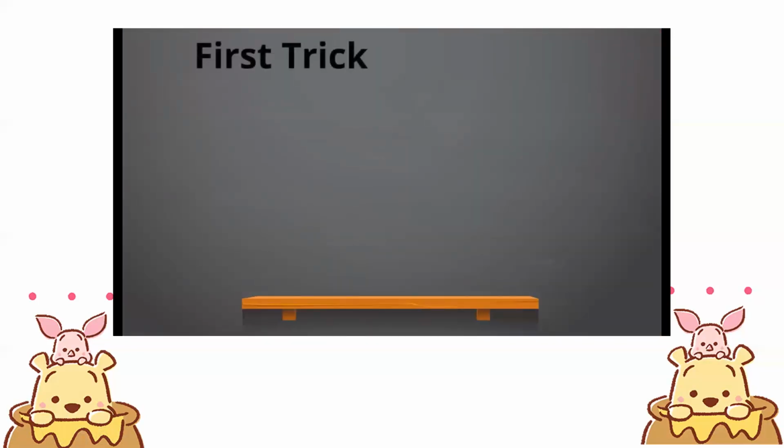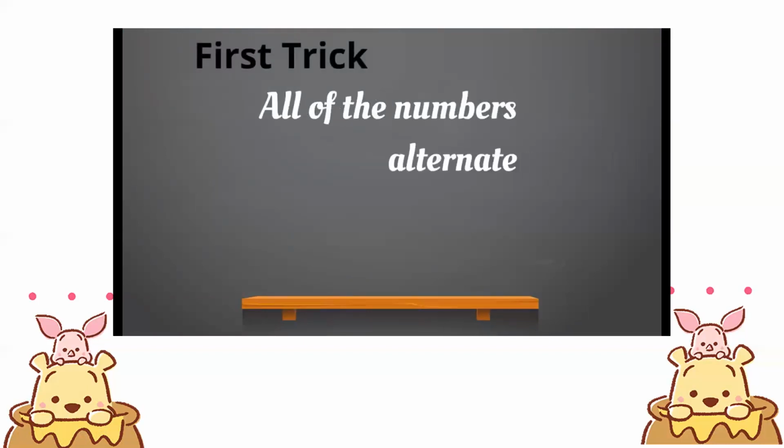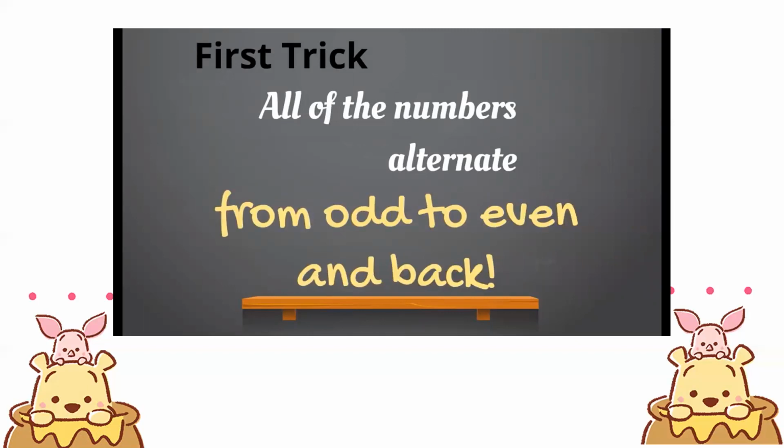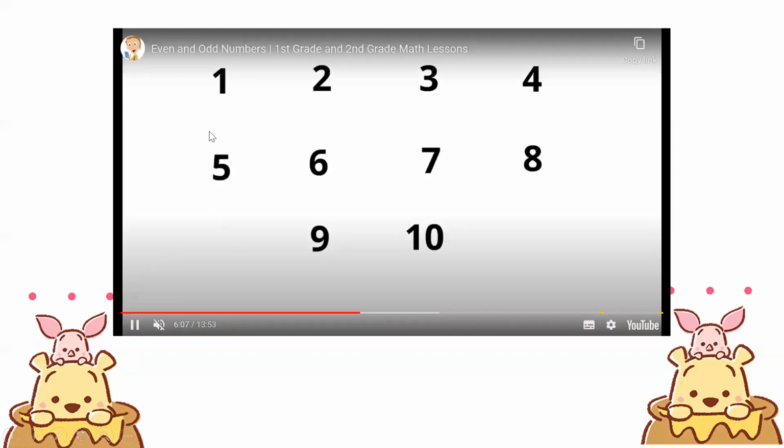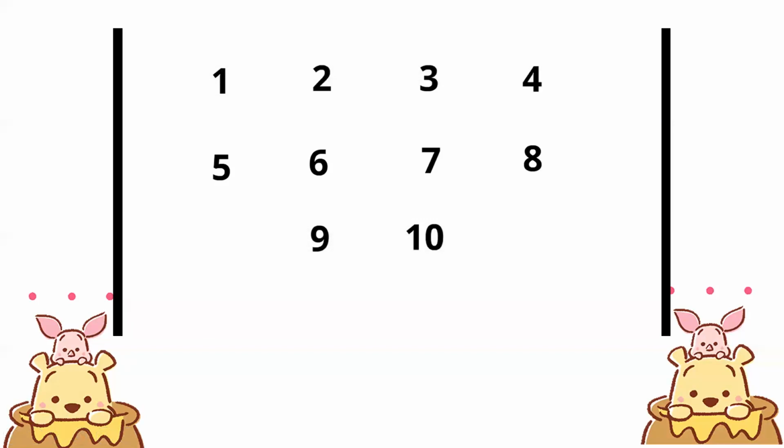The first trick is that all of the numbers alternate from odd to even and back. Okay, all the numbers, like if you look here, what is the number 1? Can you tell me? Number 1 is odd or even?